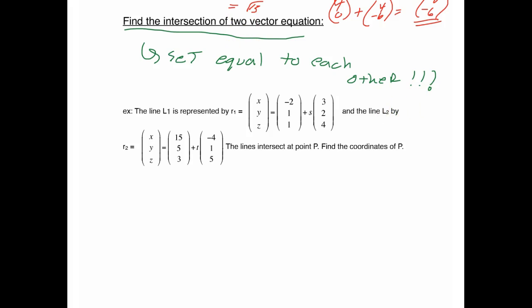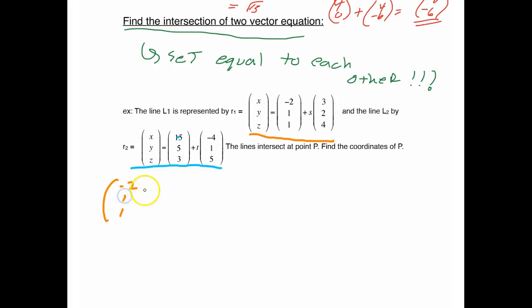And the same thing is here for these vectors. So I have this vector equation right here, this R1. I have this vector equation over here, R2. I want to figure out where they intersect, so I'm just going to set them equal to each other. I'm going to set this part of this vector equation equal to that part of that vector equation. So I'm going to get this.